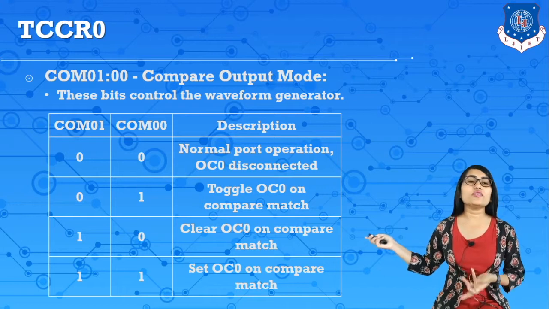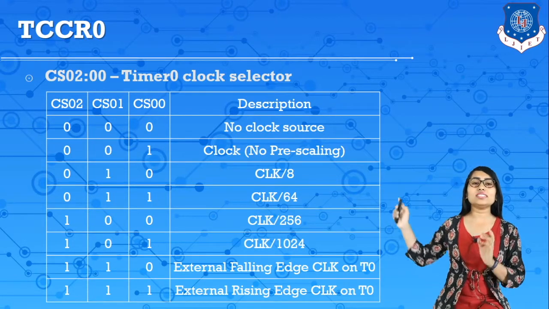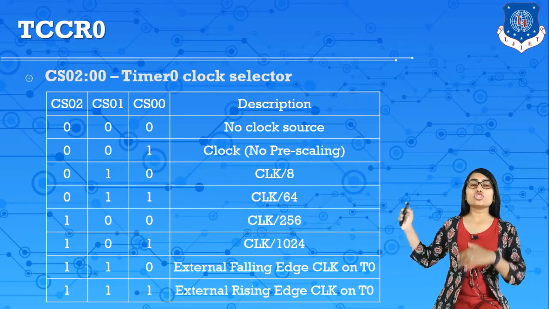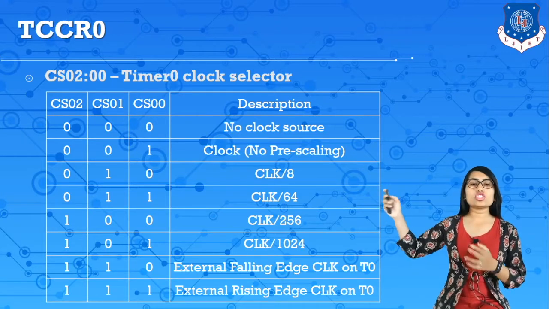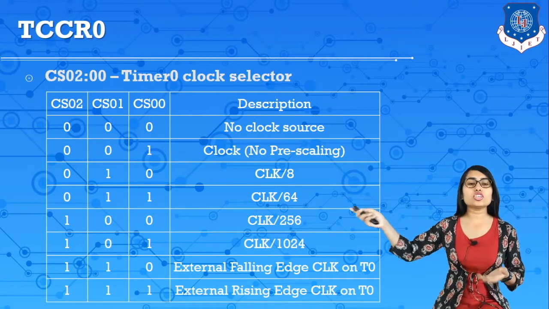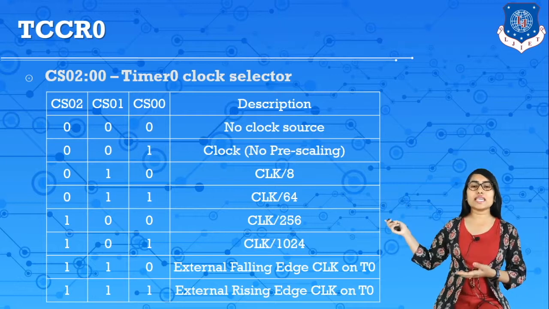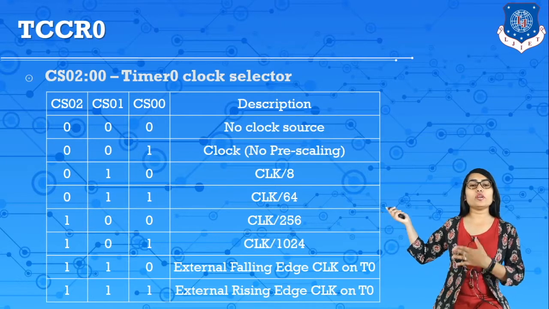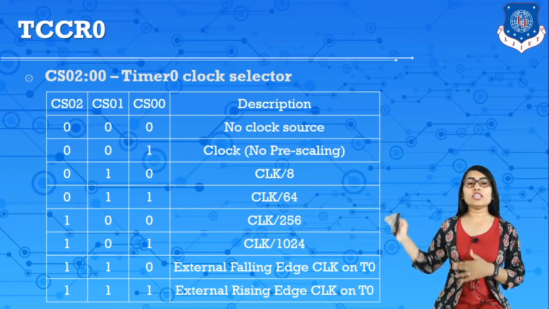Then next we have CS02, CS01, CS00. These are the timer 0 clock selectors. So what kind of clock do we want to use? According to that, if all bits are 000, that means no clock. 001 means clock but no prescaling. Then 010, then clock/8. These are the prescalers, okay, that means the clock is already prescaled using this factor.